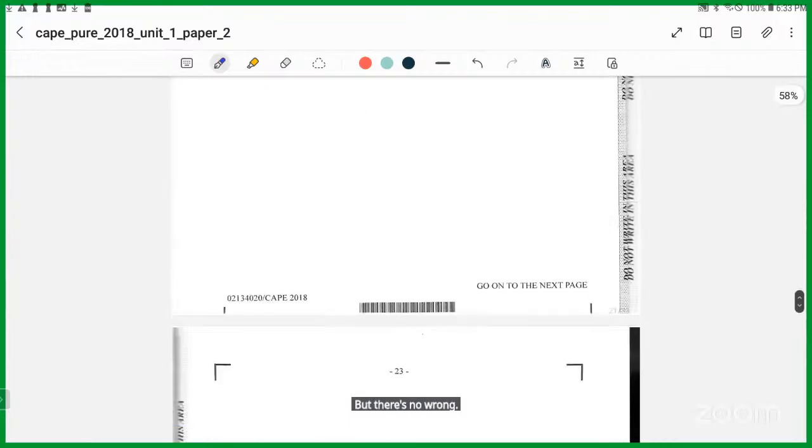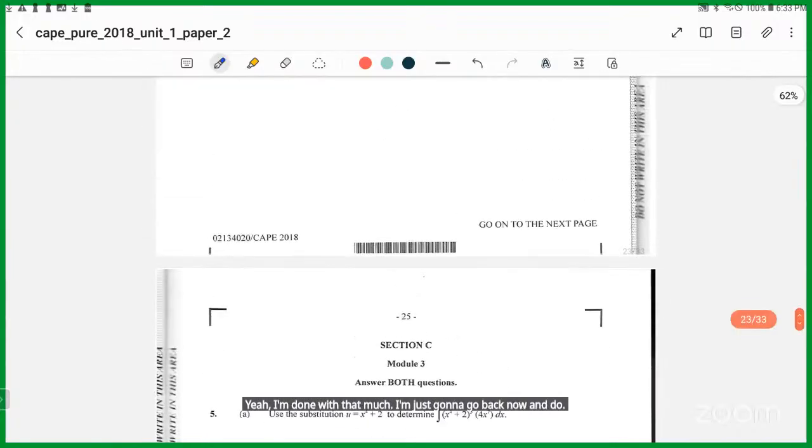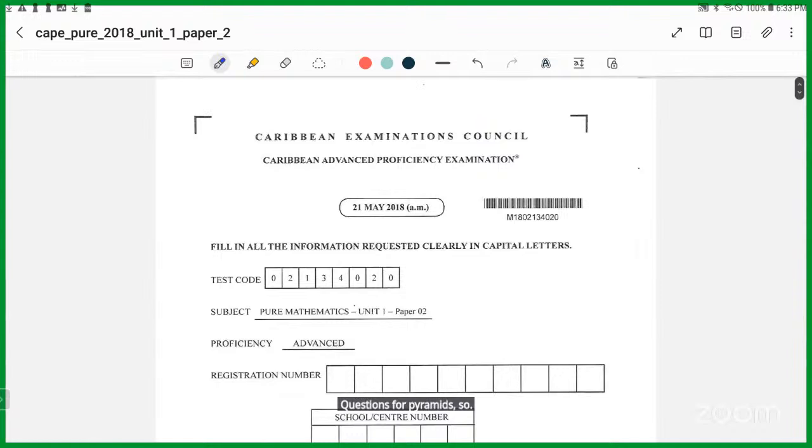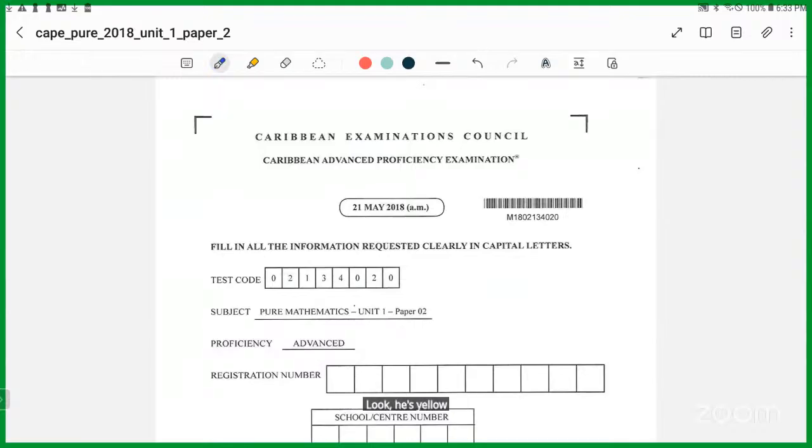I think I'm done with the add maths. Yeah, I'm done with the add maths. I'm just going to go back now and do questions for pure maths. So, add maths students, you can stick around. So Luke, you can stick around. We're doing add maths. Nobody else in here doing add maths? Luke, is he alone in here for add maths? Nobody else is pure maths that I'm seeing. Yeah. Alright, let's go.